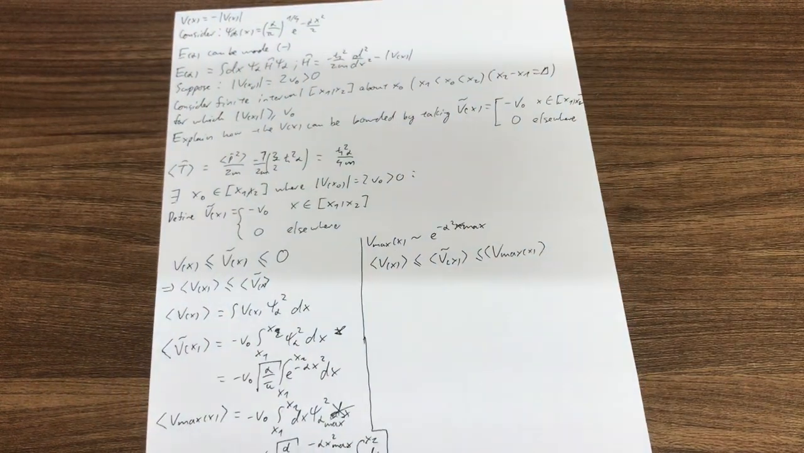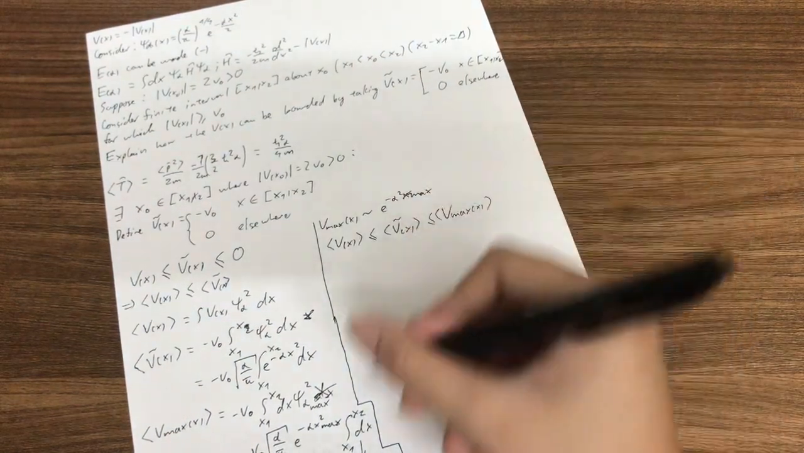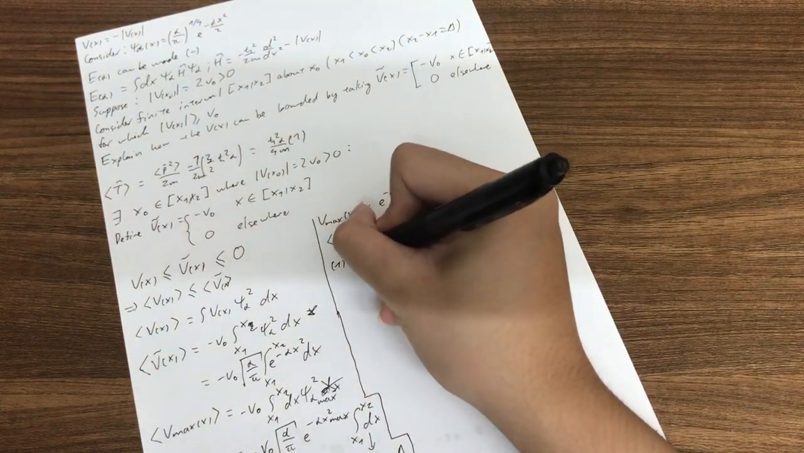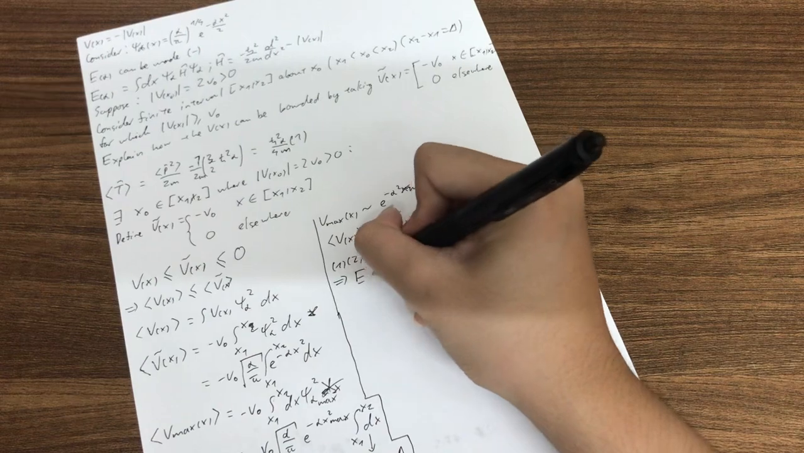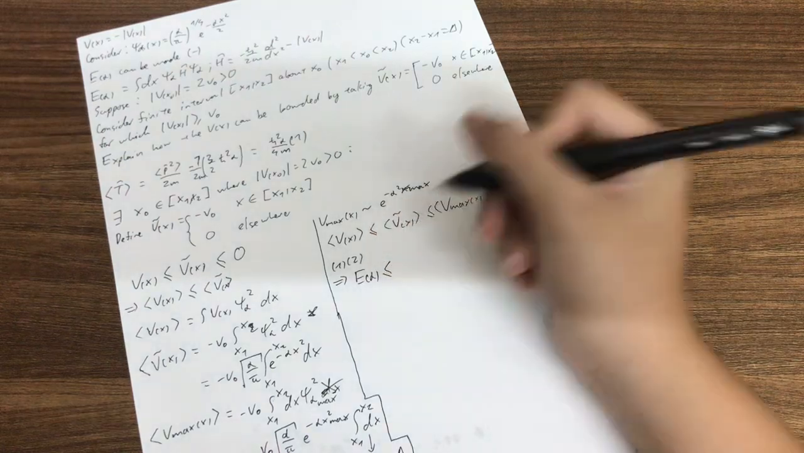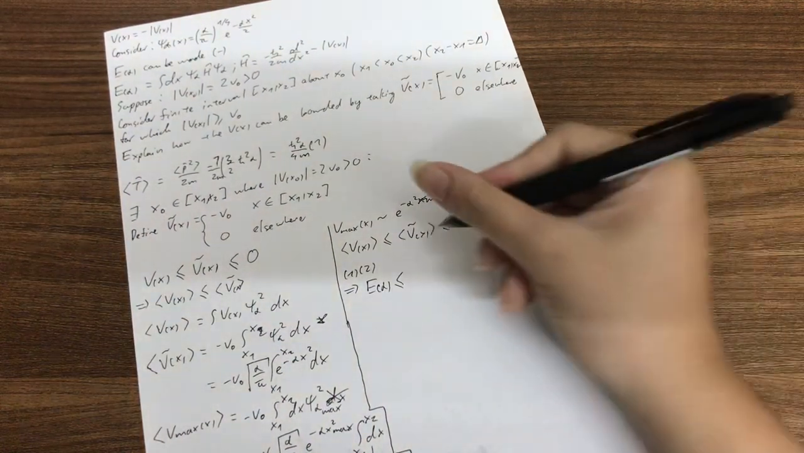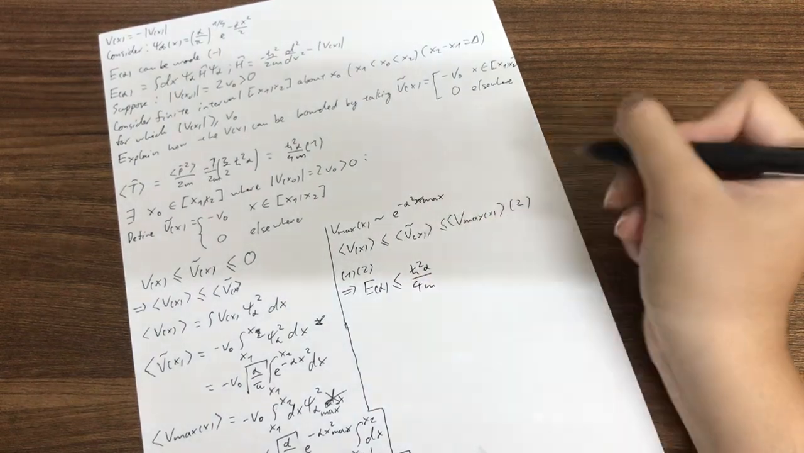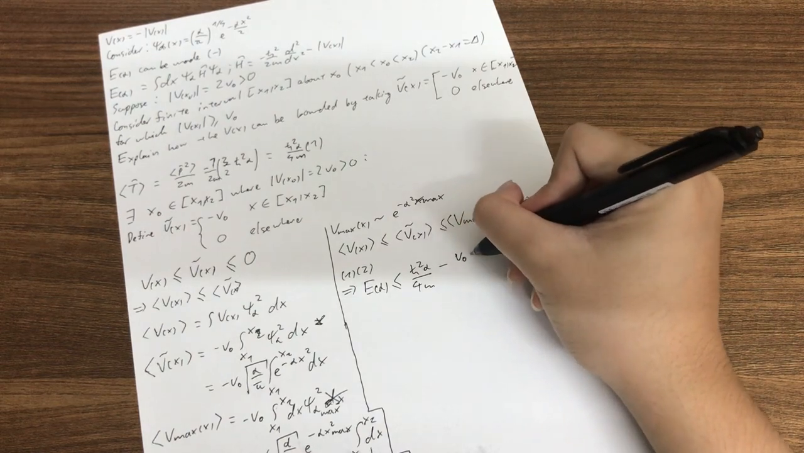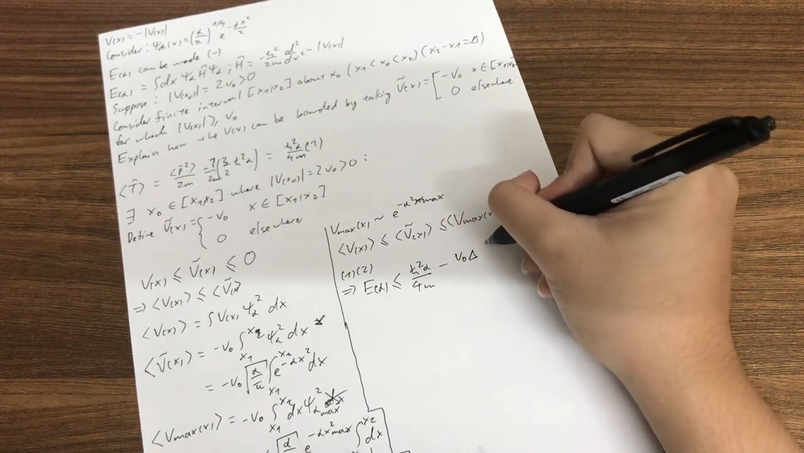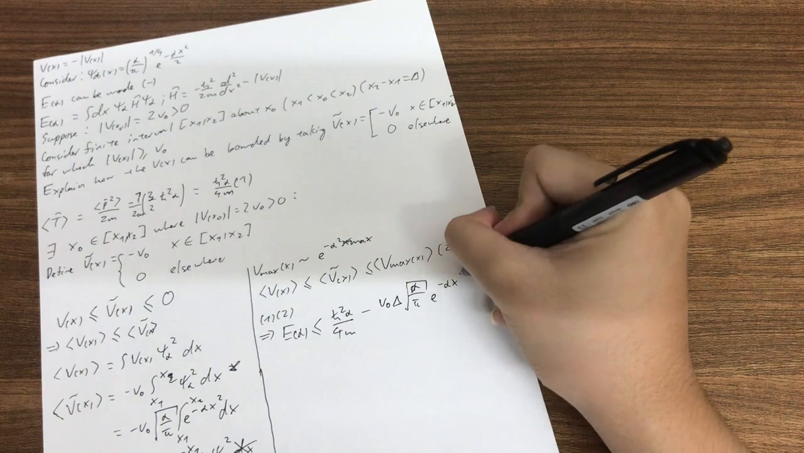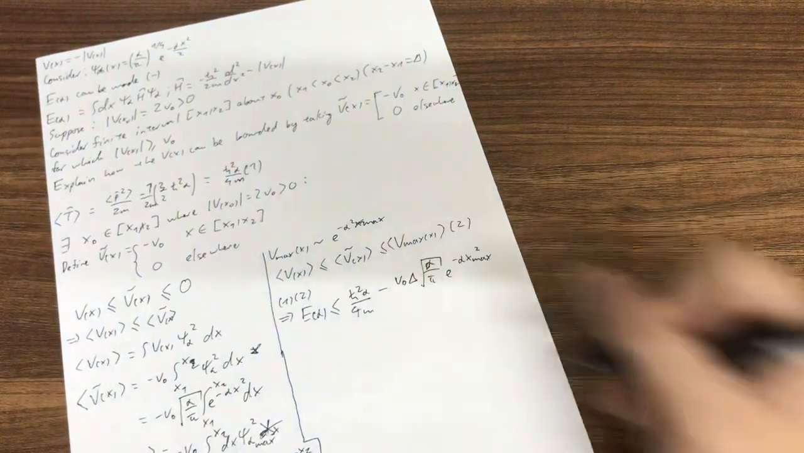Now we can join and write our energy. So from 1 and 2, you get that E of alpha has to be less than or equal to h bar squared alpha over 4m, minus V naught delta root alpha over pi, e to the minus alpha x max squared.